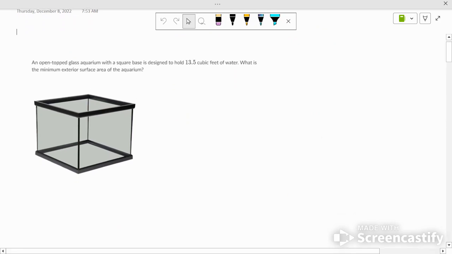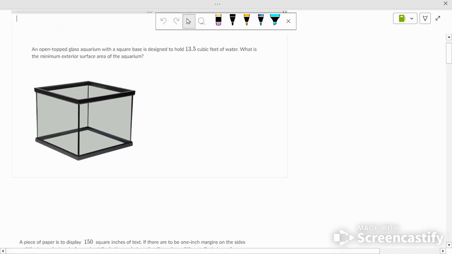Okay, an open glass-topped aquarium with a square base is designed to hold 13.5 cubic feet of water. What's the minimum surface area of the aquarium? What you're trying to do here is save money.